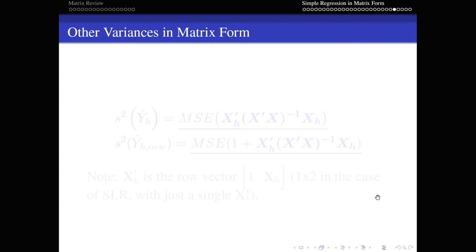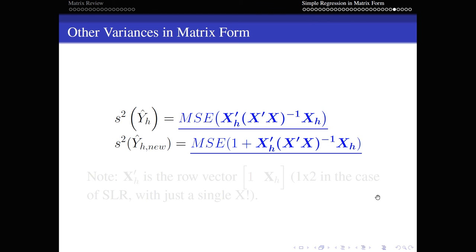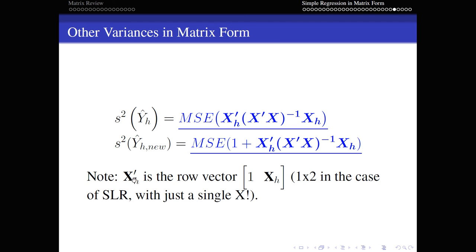So some other variances and covariances that we've looked at. We had the variance of the predicted mean, that was the MSE times, so in this case you can think of this as the predicted value, we calculate the prediction interval, I guess is the right term. So the variance for the prediction interval. We also have the variance for the confidence interval. This one down below is the variance for the prediction interval. We showed both. And these are the matrix representations of both of those scalar equations that we discussed previously.